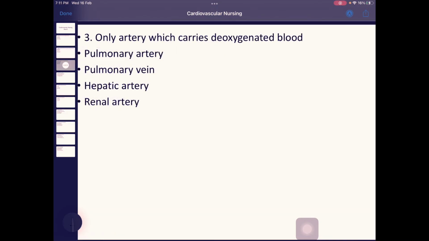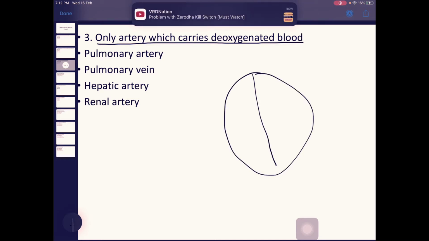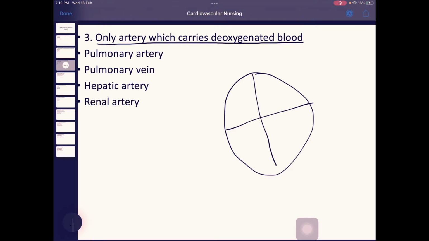So the third question, the only artery which carries the oxygenated blood. The first option is pulmonary artery, second option is pulmonary vein, third hepatic artery, and fourth is renal artery. First of all, we should know the definition of artery. What is artery? Artery is the blood vessel which carries blood from the heart to the periphery or to the other parts of the body. That's the definition of artery.